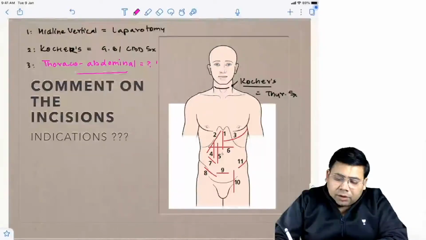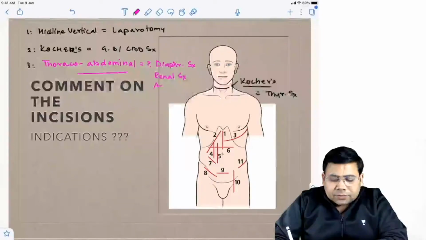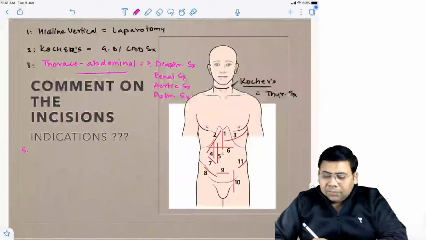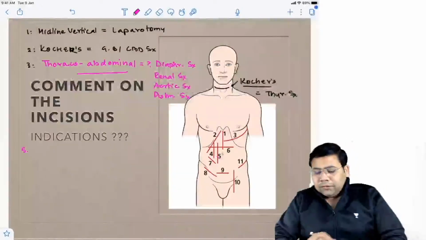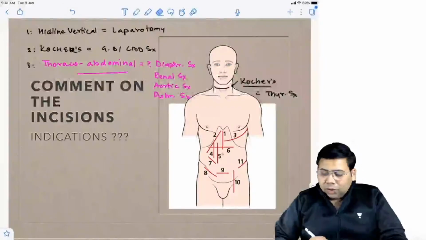When you talk about thoracoabdominal incision, students, this is for what? This is for diaphragm surgery, renal surgeries, aortic surgeries, pulmonary surgeries. Yeah. Then what is fifth? Fifth and sixth, fourth and fifth. Let us talk about fourth and fifth now. Fourth is a rectus splitting incision.